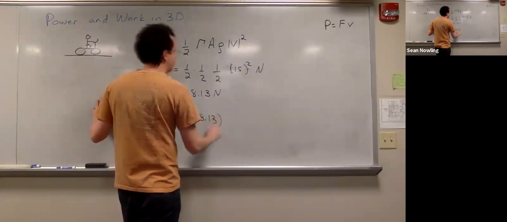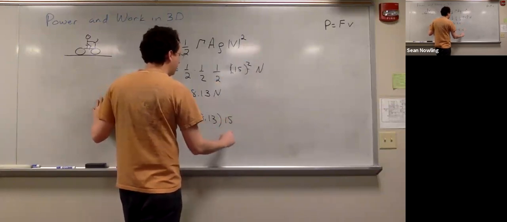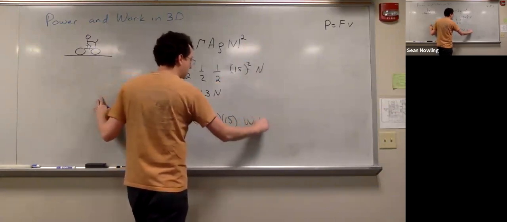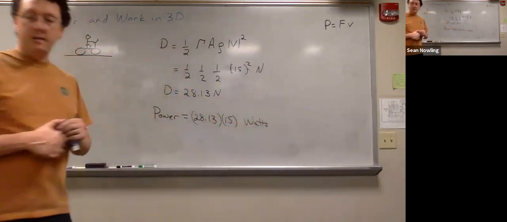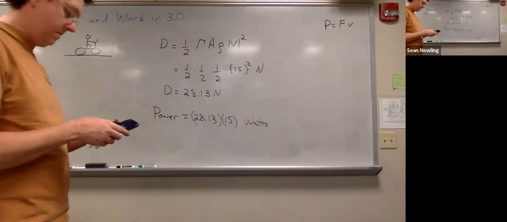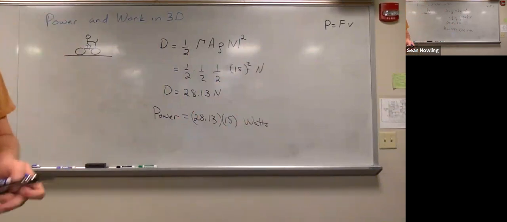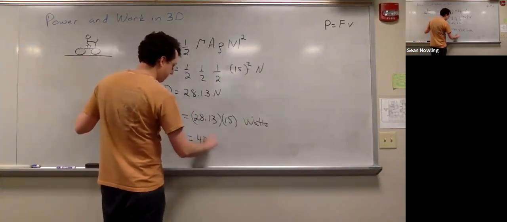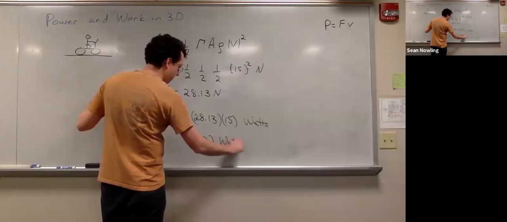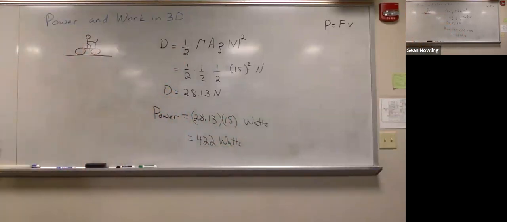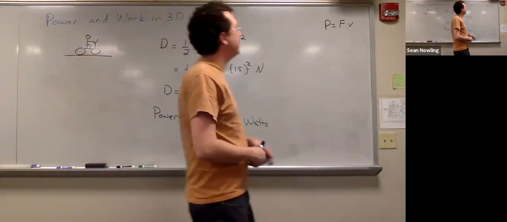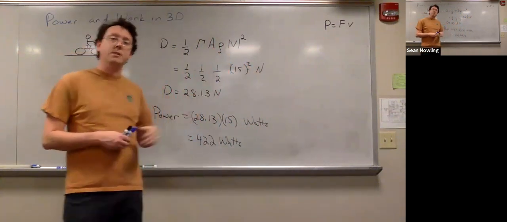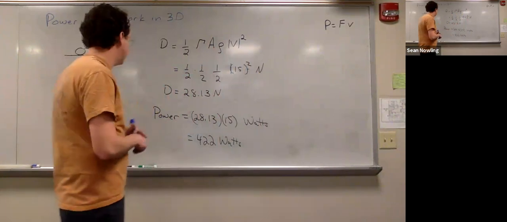28.13 newtons times your velocity of 15 meters per second. And that will come out in watts. So if I multiply it out times 15, I get 422 watts. Okay, so that's kind of a nifty little formula. Some of the times we do all these things, and the formulas are really gross, and they get really big. Power, turns out, for mechanical power, that's what this is, has a nice little formula, force times velocity.